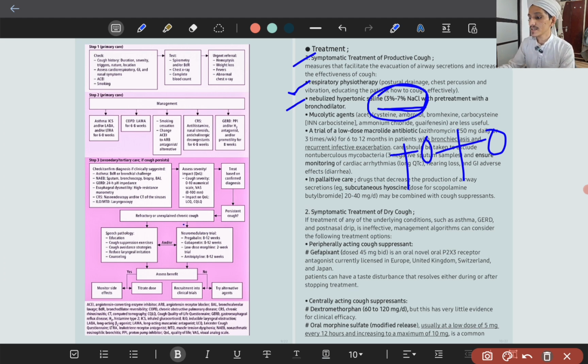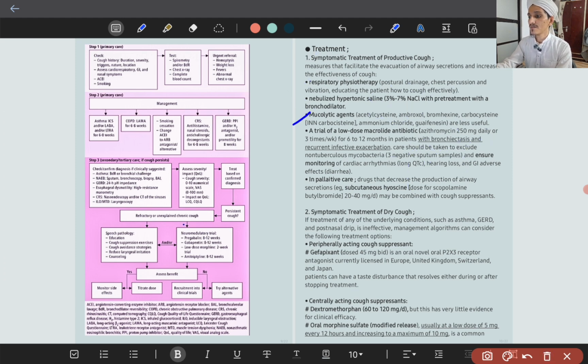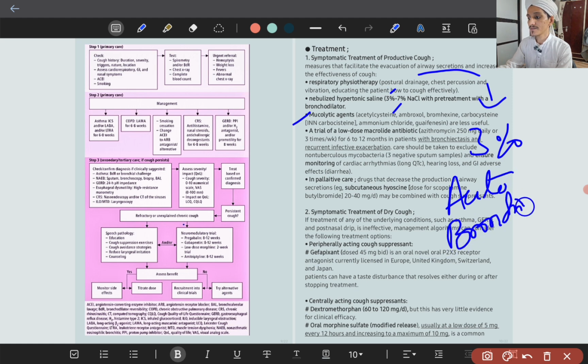Next are mucolytic agents like acetylcysteine. One more thing I want to say about 3% NS: this is also given in acute bronchiolitis in children. Acute bronchiolitis also it is given, where children come in winter or summer season, from 6 months to 5 years of age.